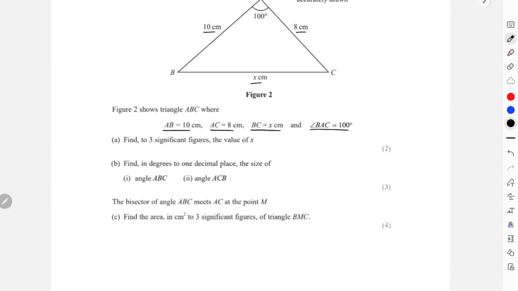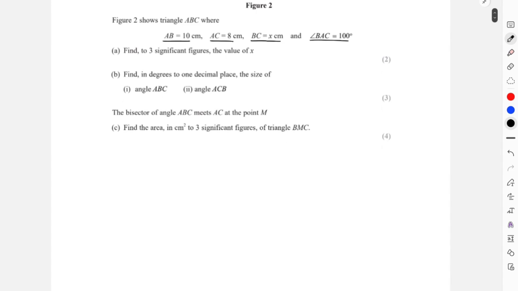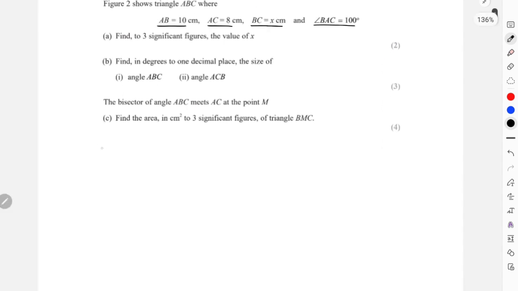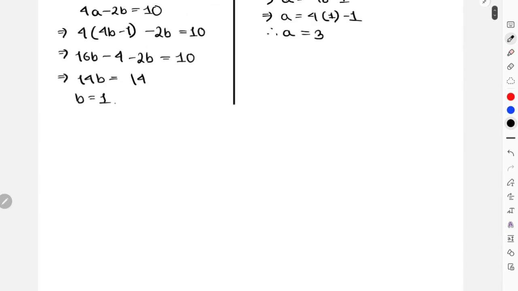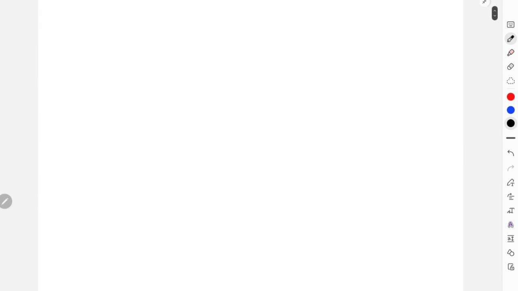We need to calculate the value for x. Obviously we are going to use the cosine formula, right? Cosine rule over here. That is easy. So for part A, for cosine rule, let's make a note for this. We have an empty page, right? Okay, let's just understand the cosine rule here.